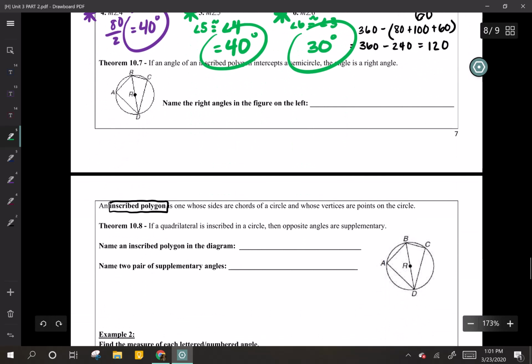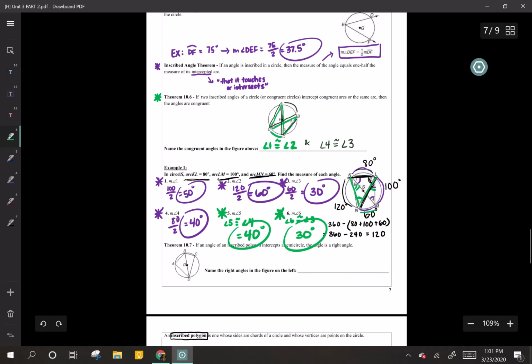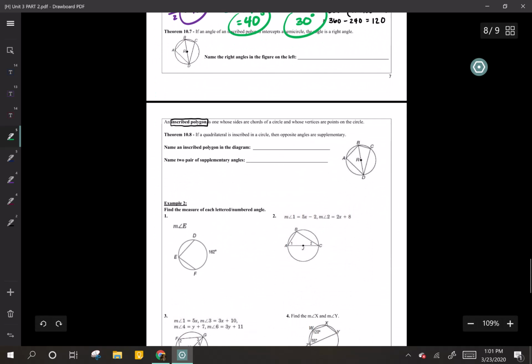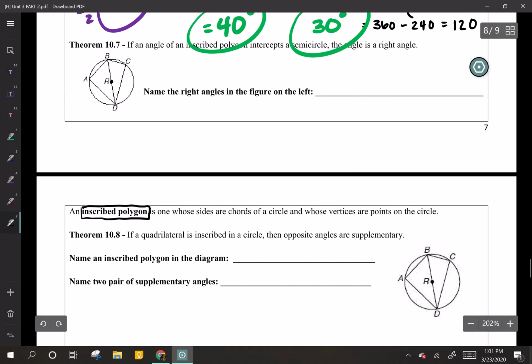We got 2 more theorems, and these 2 theorems help us with the second goal of finding measures of angles in inscribed polygons. I'll color code theorem 10.7 in, let's use dark blue, and I'll color code theorem 10.8 in this maroon color. Okay, so first off, theorem 10.7 states that if an angle of an inscribed polygon intercepts the semicircle, the angle is a right angle.